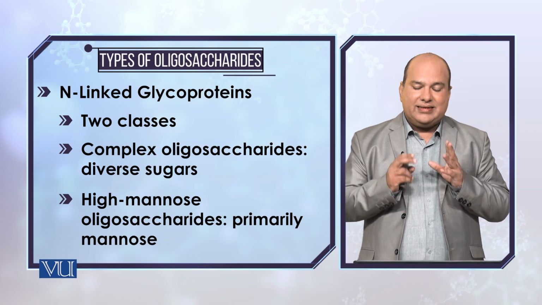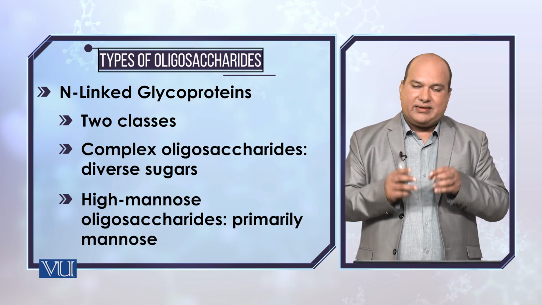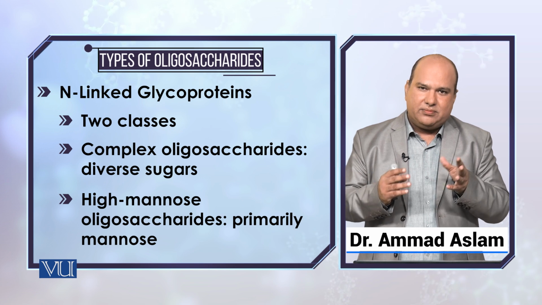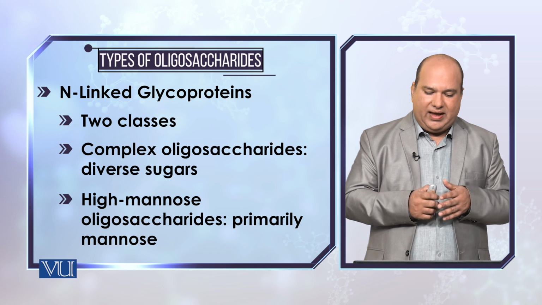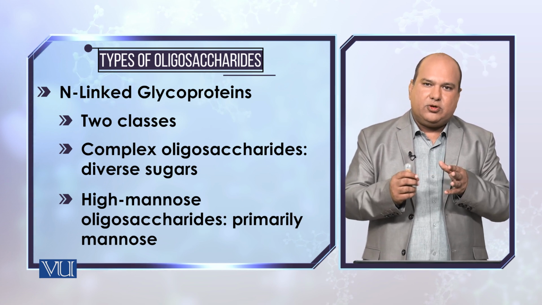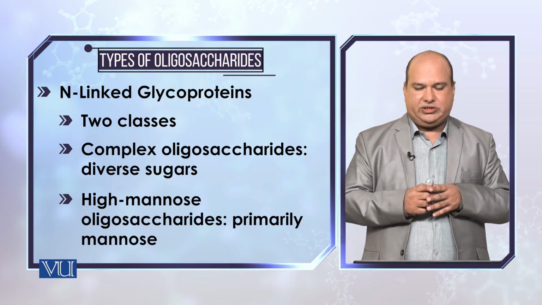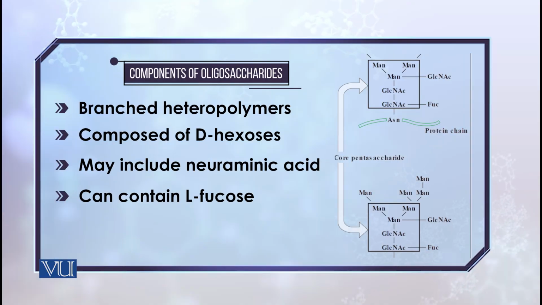N-linked glycoproteins are of two classes. Complex classes, which are heteropolymers, that is, the sugar residues are of different types, while the simpler ones, which most of the time contain the mannose residues. The heteropolymers here are branched, excessively branched as compared to what you saw in the case of proteoglycans. The major constituents, the major units or residues which are used in the formation of these molecules are the deoxyhexoses, for example, neuraminic acid, or sometimes also L-fucose.